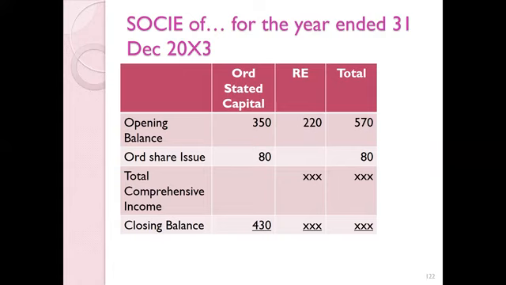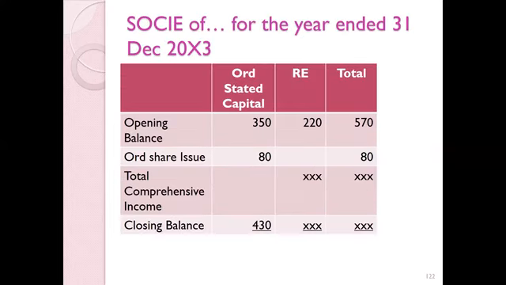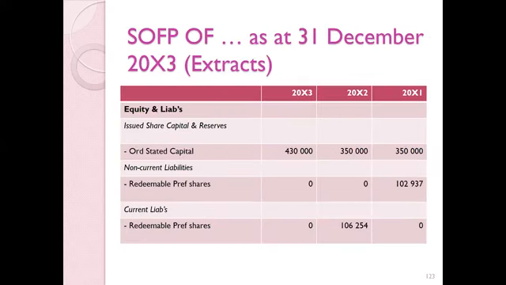Why is there no preference share capital here? Because it is a liability. It was a financial liability, so it does not form part of equity and it cannot be included in the statement of changes in equity. Okay, what do we expect to see in the statement of financial position? So for each of our columns here, ordinary share capital and retained earnings, we would see a line or a row for each of those items under equity in the statement of financial position.